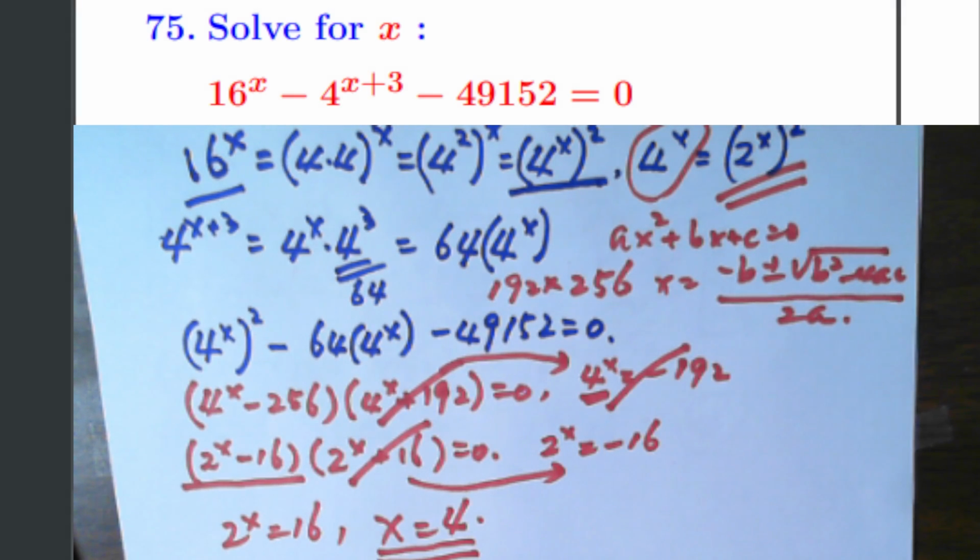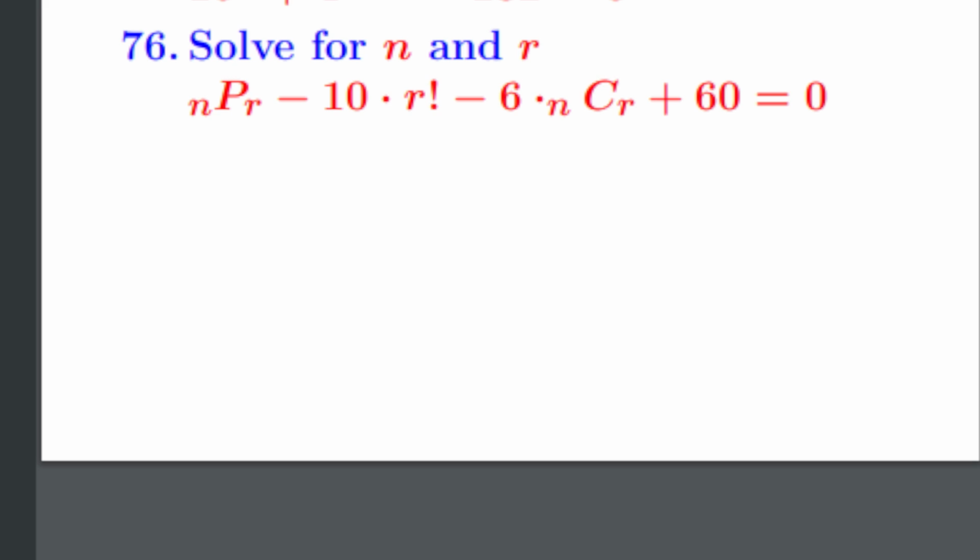Okay, now, next time I will go over another problem: nPr minus 10 times r factorial minus 6 times nCr plus 60 equal to 0.